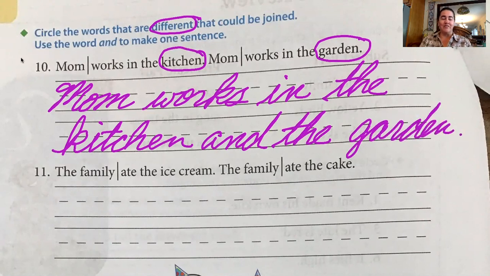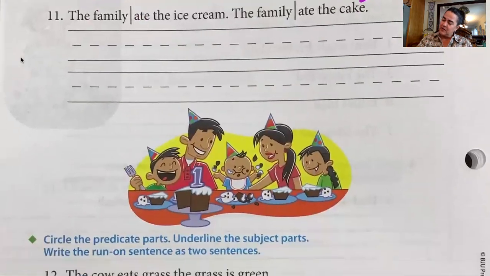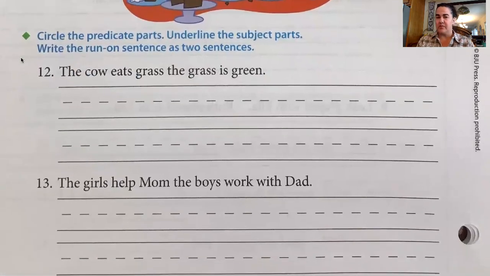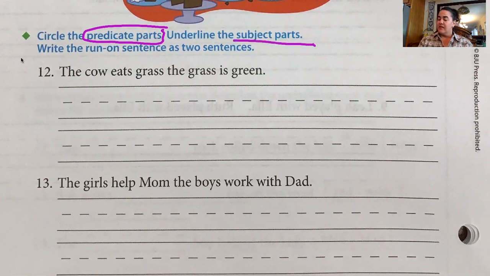Excellent work, second graders. You'll do number 11 on your own. Let's go ahead and do the last section together, and then I'm going to let you go ahead and work on the page. If you want to do the rest with me, you may, or you can come back later to check your work. Okay, here we go. For numbers 12 and 13, we have to circle the predicate parts. Everyone circle where it says predicate parts, not just the predicate parts, the whole thing from the action on, right? And then we're going to underline the subject parts. Then we'll write the run-on sentence as two sentences.